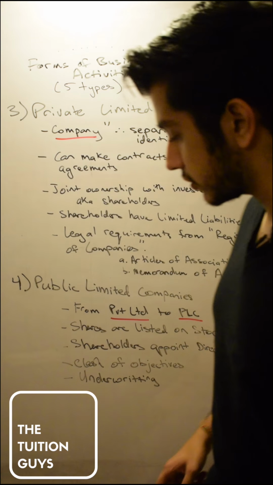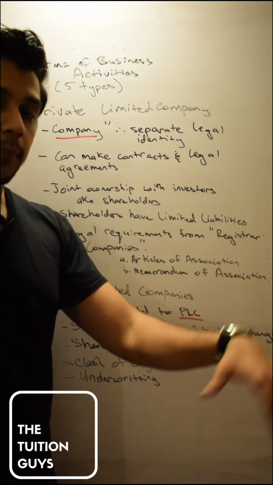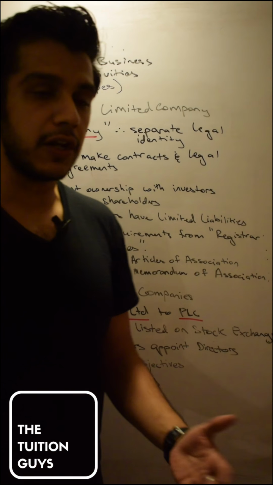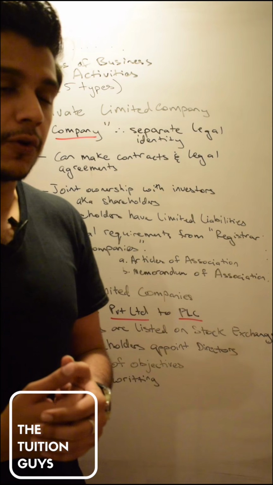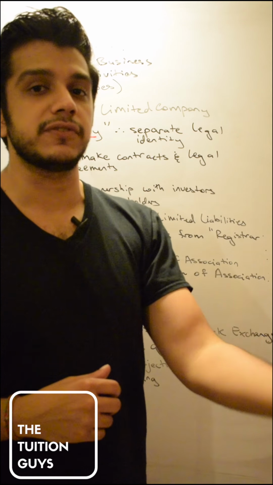Now, shares are listed on the stock exchange as mentioned, and shareholders are there to appoint the directors. Because there are so many shareholders, you can't possibly have all those shareholders run the business. So what they do is they appoint directors who then run the business for them.